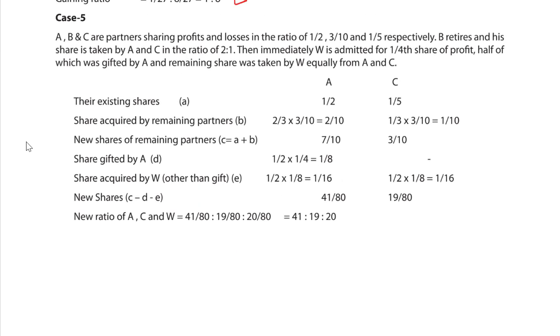Case 5. A, B and C are partners sharing profits and losses in the ratio of 1 by 2, 3 by 10 and 1 by 5. B retires and his share is taken over by A and C in the ratio of 2 is to 1. His share is 3 by 10. Then immediately W was admitted for 1/4 share of profit, half of which was gifted by A and the remaining share was taken by W equally from A and C.